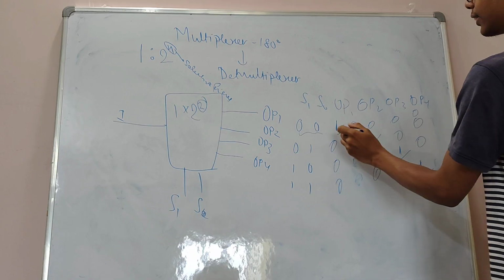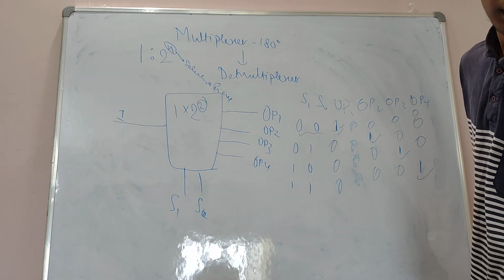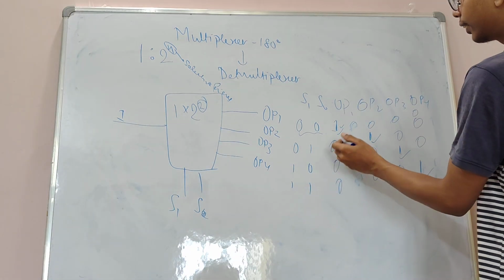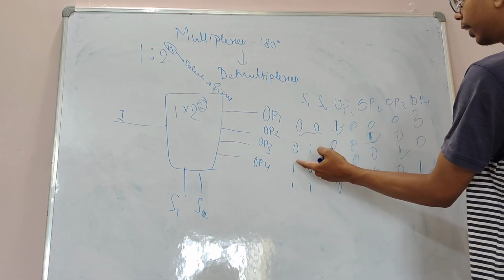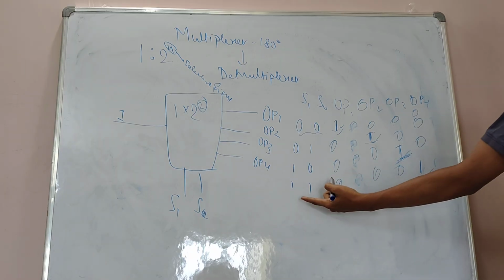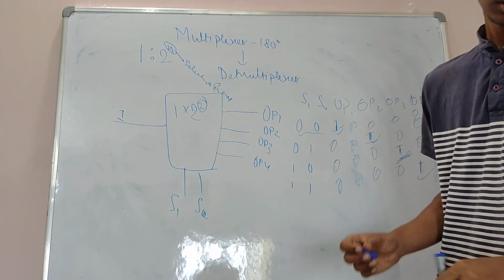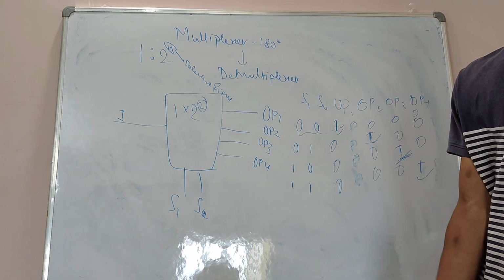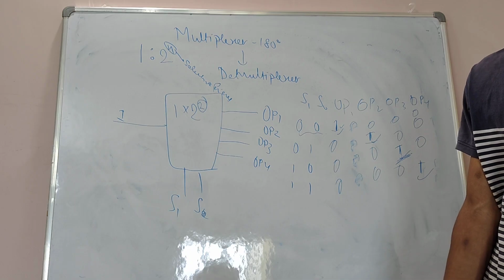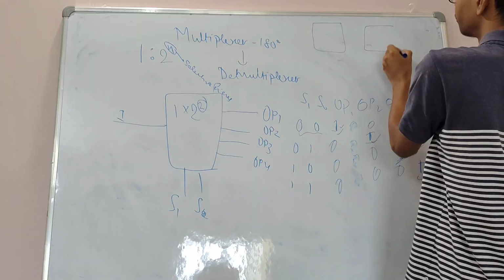When this is the case, then output 1 is enabled. When this is the case, then output 2 is enabled. Then when this is the case, this output is enabled, and when this is the case, this output is enabled, right? Now I have to propagate my input variables, and this can also be seen like this.